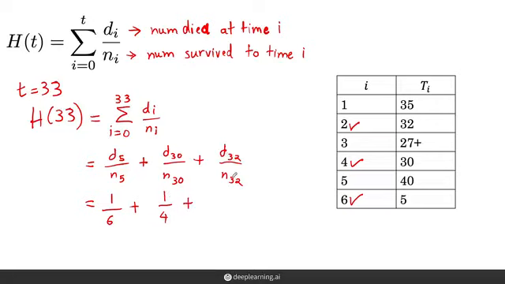Finally, we have d32, which is going to be 1 again, and n32, which is the number of patients that have survived to 32. And here we have patient 1, patient 2, and patient 5. So we have 3 in our denominator. And so we have these three quantities, which we can sum to get a total sum of 0.75. So 0.75 is our estimate of the cumulative hazard at time equals 33. Of course, our time could be any quantity between 0 and infinity, and we can get our cumulative hazard estimate for any of that.